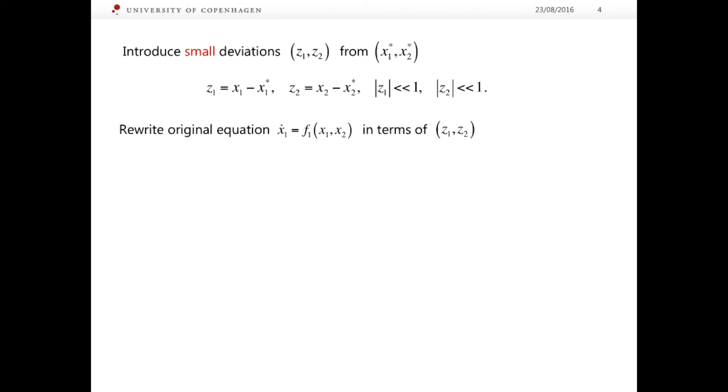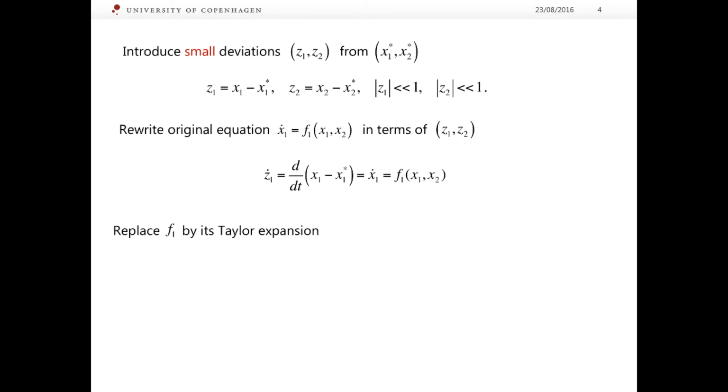Next, we need to rewrite the original equation for the dynamical system. Instead of writing it in terms of x1 and x2, we need to rewrite it in terms of z1 and z2. We find the time derivative of z1 by differentiating the difference between x1 and x1 star. In doing so, we point out that the time derivative of x1 star is 0, so z1 dot appears to be equal to x1 dot, which in its turn is equal to f1.